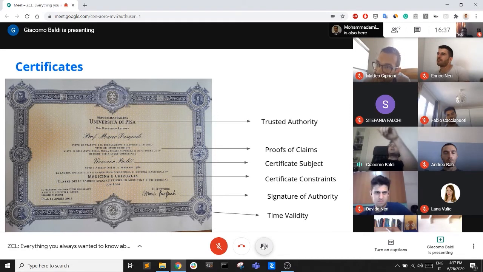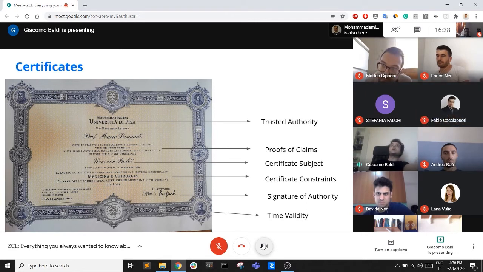Then there is a time validity. This certificate starts from the 12th of April 2011, not before. If by chance I did the medical profession before that date, I will be breaking the laws of the Italian Republic, because the Italian Republic allows me through the university, etc., to do this profession only from the 12th of April 2011.